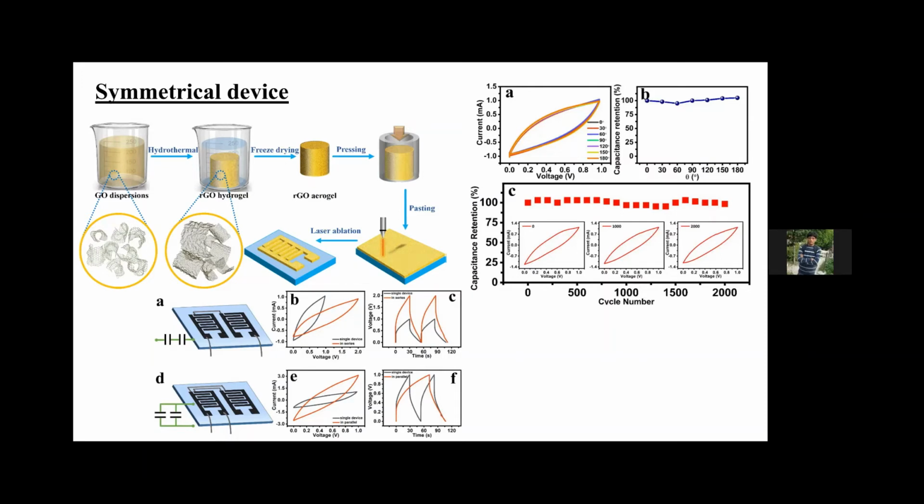Finally, because we have made the devices, it is important how long they can sustain and run. For this, we do the cycle test. We run our devices for longer cycles and check the capacitance retention. As we can see here, after 2000 cycles, its capacitance retention is almost the same, almost 100%.